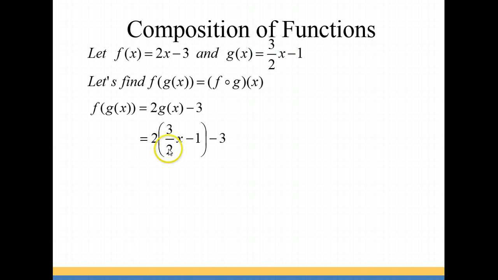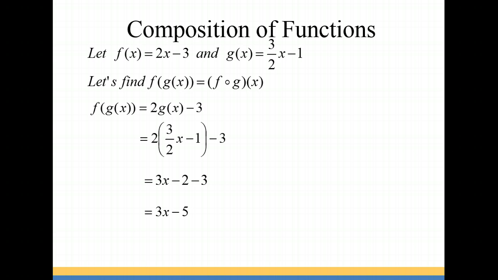And now what we're going to do is distribute and simplify. So multiplying 2 times 3/2 x, we get 3x, and 2 times negative 1 is negative 2. And then we're going to subtract the 3. So now we're going to combine like terms. So f of g of x is equal to 3x minus 5.